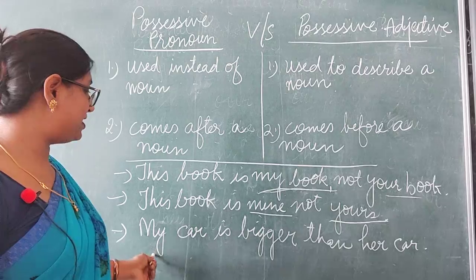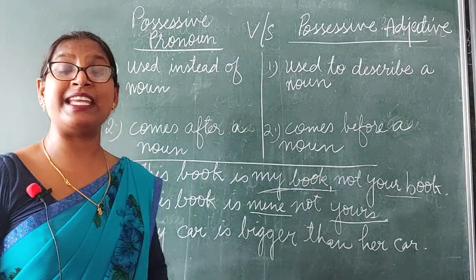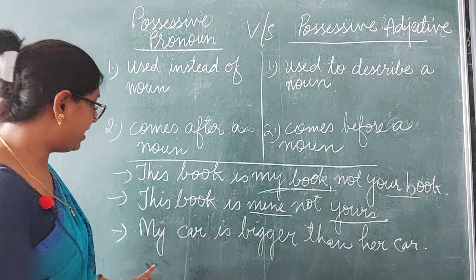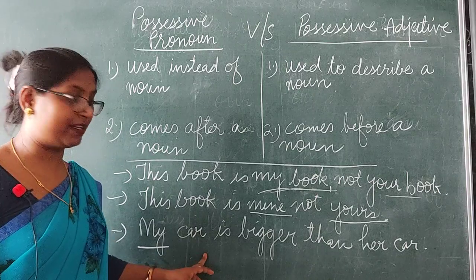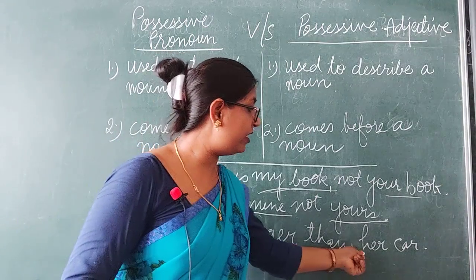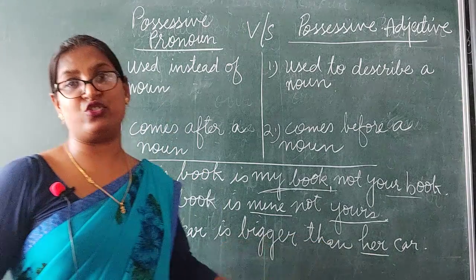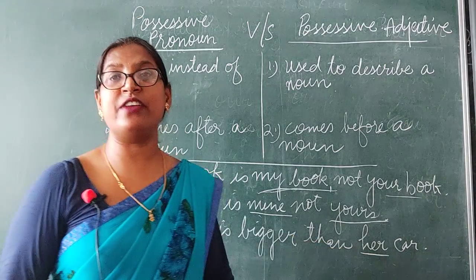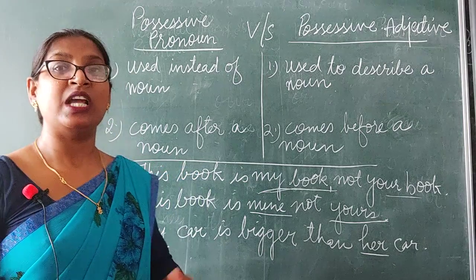The next example is: my car is bigger than her car. Here the word my is describing a noun. My car is bigger than her car. So it is a possessive adjective. My and her are possessive adjectives because they are describing a noun.